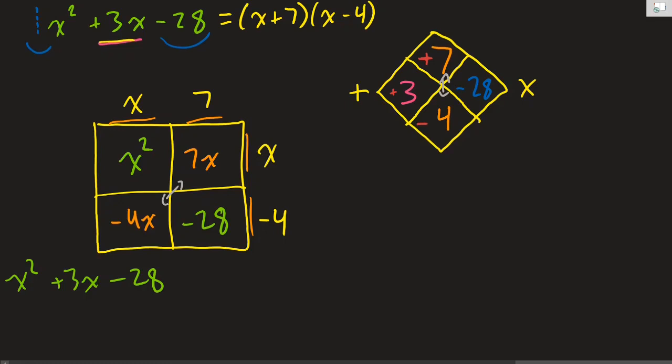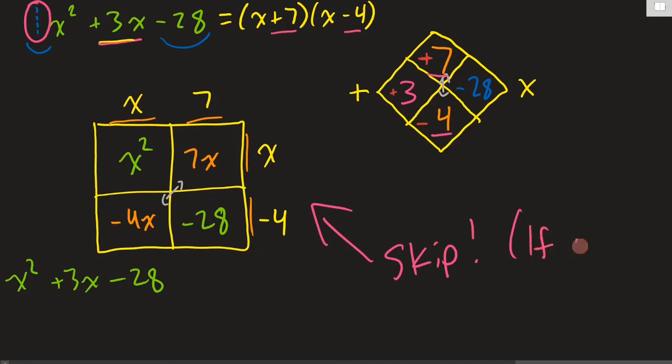Now, what do you notice about that positive 7 and negative 4? Positive 7, negative 4. If you have an a value of 1, then you can just skip the whole box method. Okay, but only if a equals 1. So if you've got an a equals 1 trinomial, then you just need to find your two numbers. And these two numbers that you get from your diamond puzzle are going to be the two numbers you get in your factors.